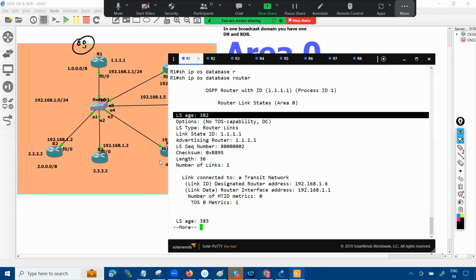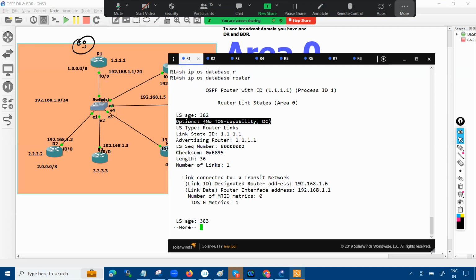So the option is no TOS capability. We don't have TOS capability enabled right now. In the older times we were using the TOS capability, but now we are using DSCP, that's why it's showing no TOS. DC is just going to say the demand circuit, which we don't have right now.